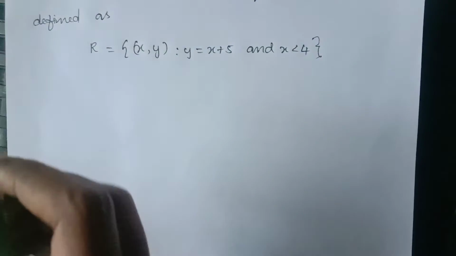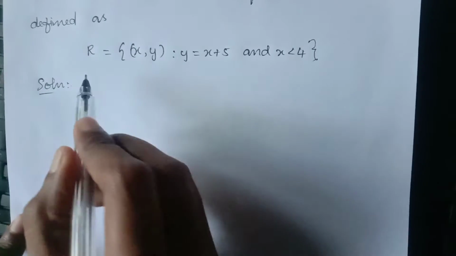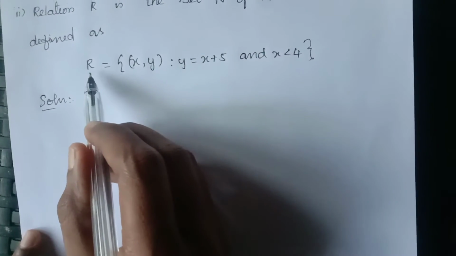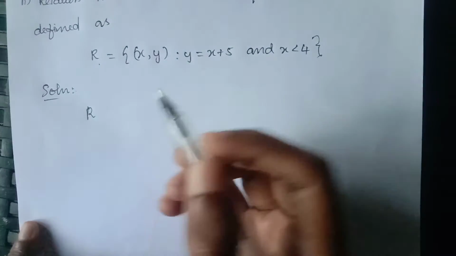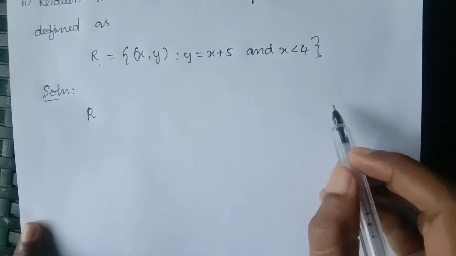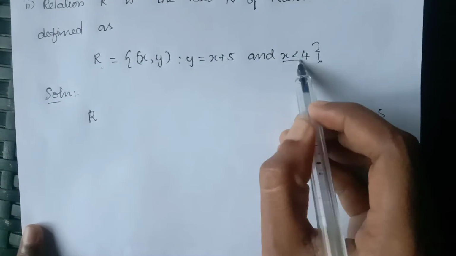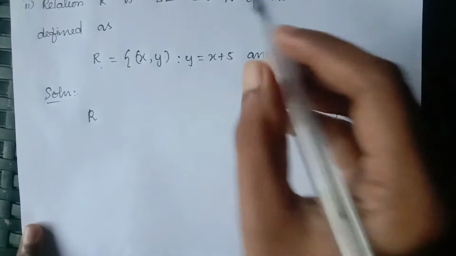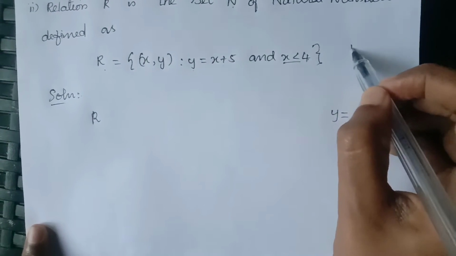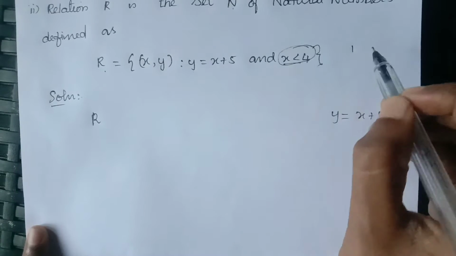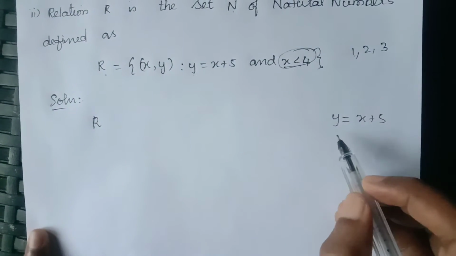So now the solution. First we have to write the relation in roster form. y = x + 5, and the x value is less than 4. So x belongs to N, where N is the set of natural numbers. Natural numbers start from 1, so x is 1, 2, 3 because x is less than 4.